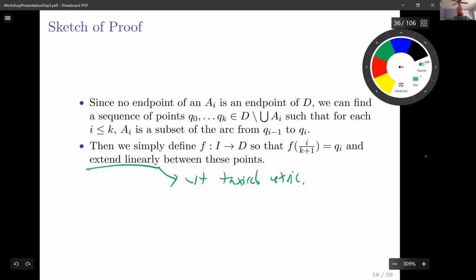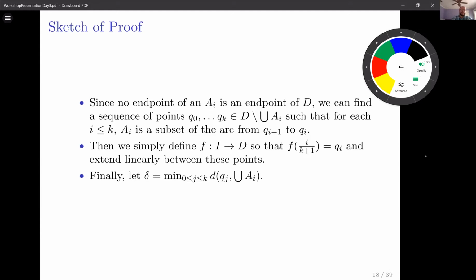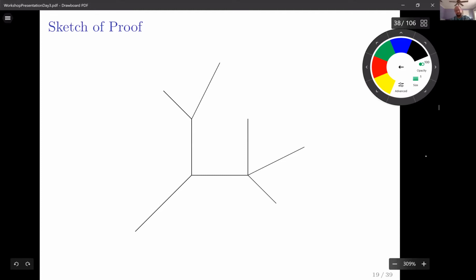Right? So basically we take the ith one of these units, we're dividing this into intervals of size 1 over k plus 1. So we're taking that interval of size 1 over k plus 1 and we're stretching it over the arc from q_i to q_{i+1}, however long that might be. Okay, and then we just take delta to be the minimum of those distances from q_j to u_i.